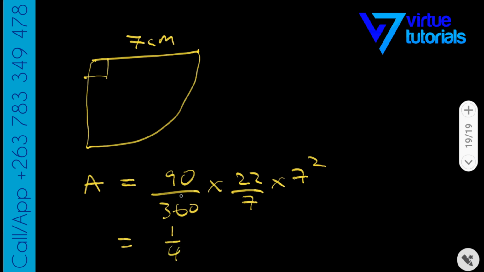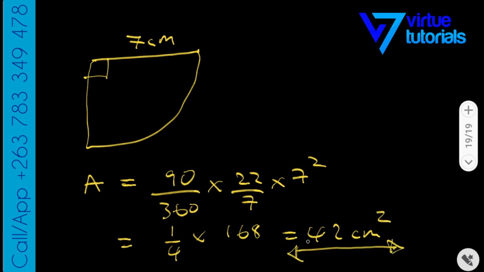So that's 1 over 4. If I simplify, 7 into that, 7 times that is going to give us 168, and then that's going to give us 42 centimeters squared. I hope this is correct, but that's generally how you go through the working. Usually you submit this to your calculator, but for example's sake, I'm just working through it. So that's how you find area of a sector.